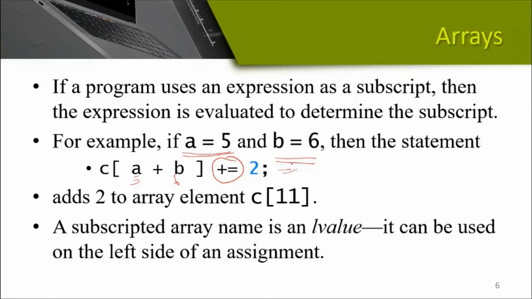That is, this particular expression gives you C11 equal to C11 plus 2, which we have already studied. That is, this particular expression adds 2 to the array element C11. So the subscripted array name is an L value. That is, it can be used on the left side of an assignment. Towards the right side, it is not practically possible.